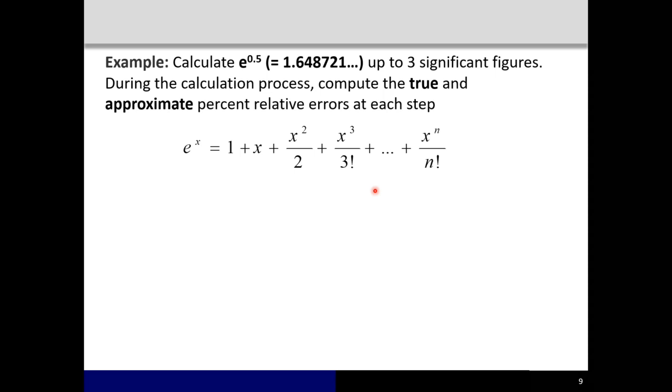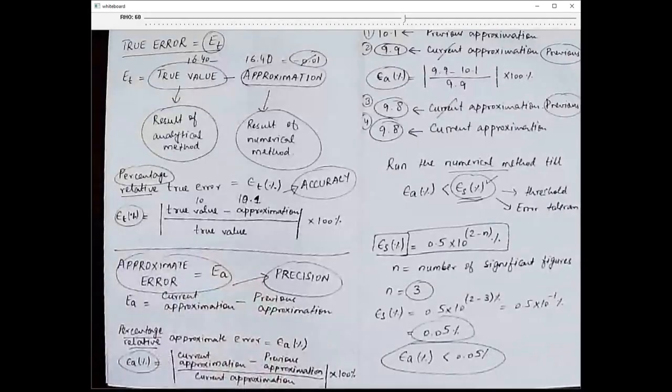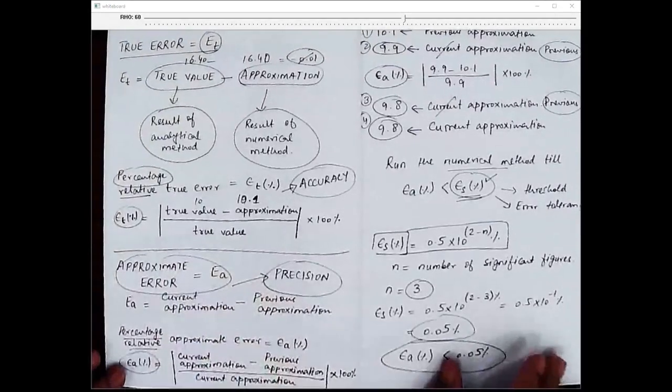Now up to 3 significant figures means we have to compute until the approximate error is less than a certain threshold, and then we are going to get it. So let us compute e raised to power 0.5 using this series, and let us see what we get. Again we go to our paper sheet and discuss it. By the way, we will be using these two formulas, which I will be referring to many times in this discussion.